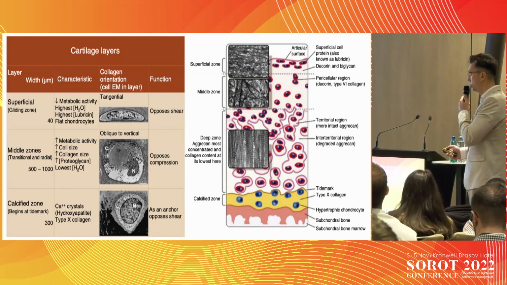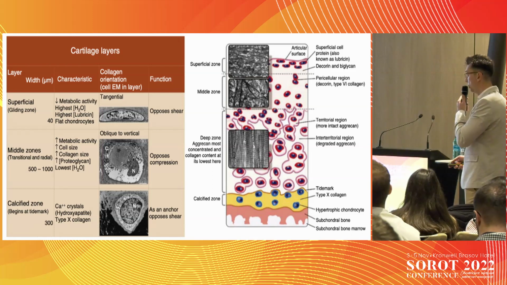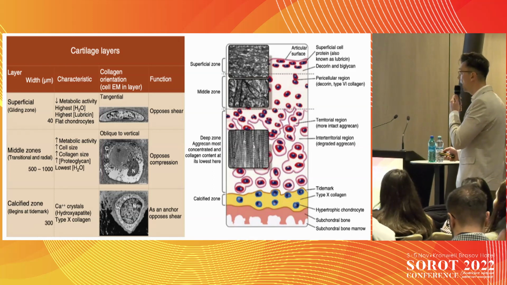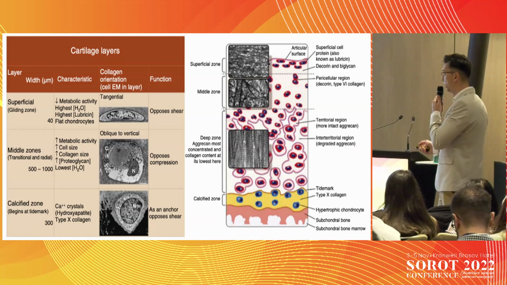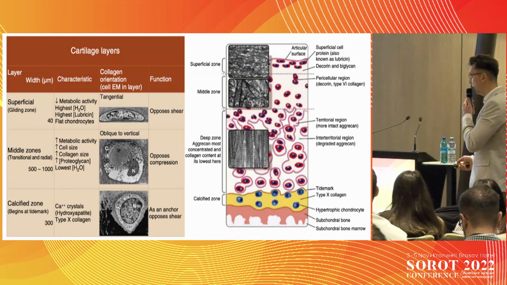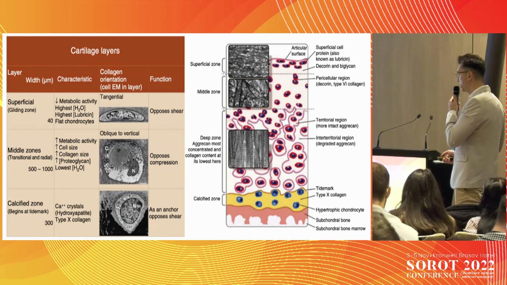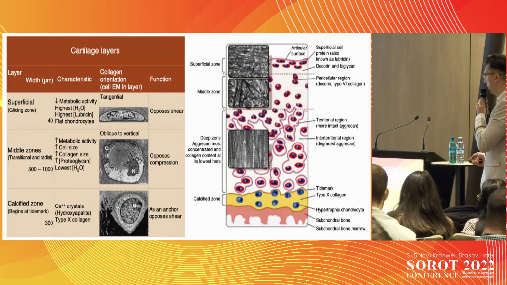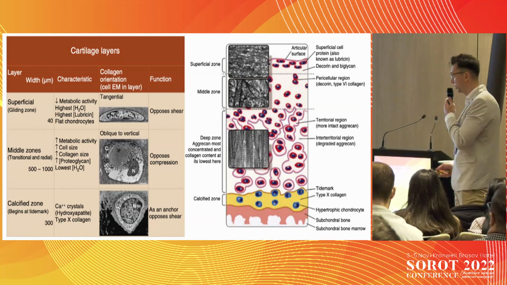The middle zone is the next zone. It has randomized collagen fibers and fibroblasts, and a higher percentage of water. The deep zone has fibers perpendicular to the subchondral bone and a lower percentage of water and proteoglycans. And the calcified zone is just next to the subchondral bone and has the lowest percentage of water, for example.